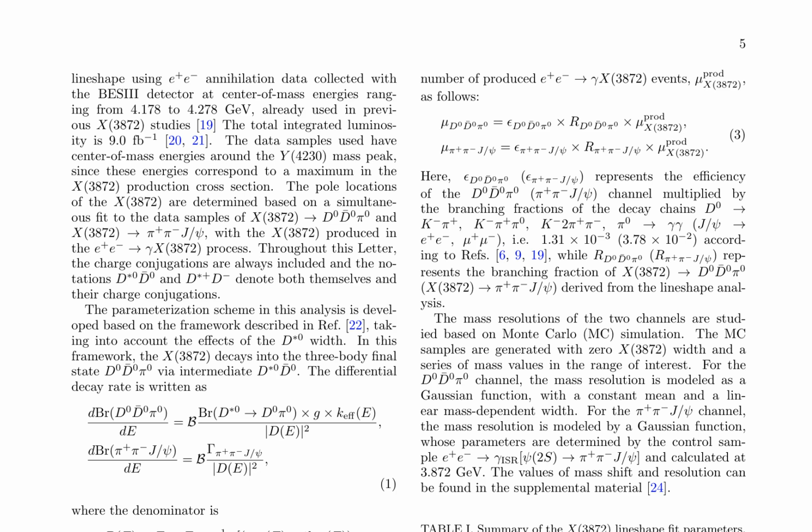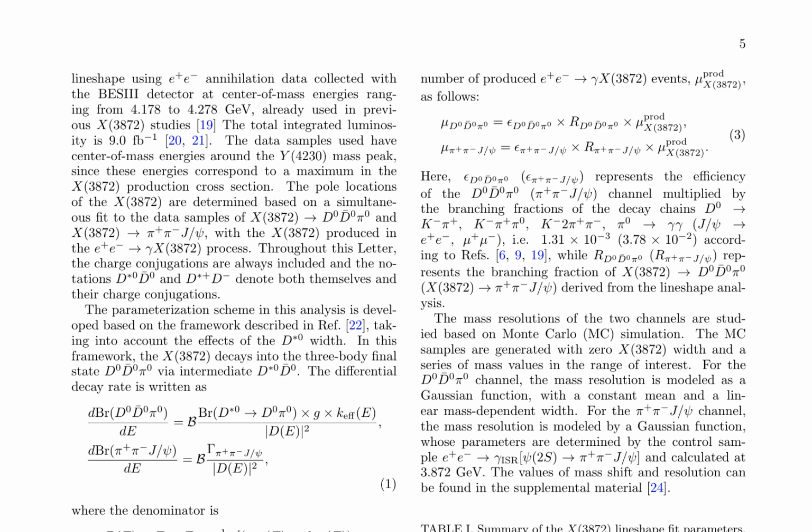This data is centered around the Y(4230) mass peak, corresponding to a maximum in the X(3872) production cross-section. To determine the pole locations of the X(3872), a simultaneous fit is performed to the data samples of X(3872) → D0 D̄0 π0 and X(3872) → π+π-J/ψ, where X(3872) is produced in the e+e- → γX(3872) process. The parameterization scheme is based on the framework described in Ref. 22, taking into account the effects of the D*0 width.